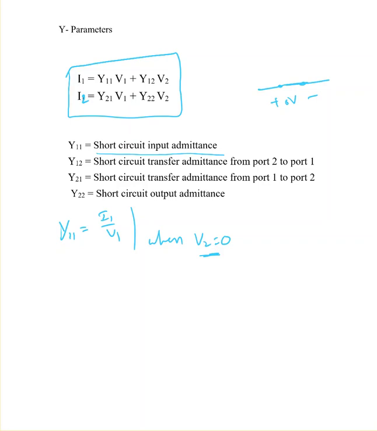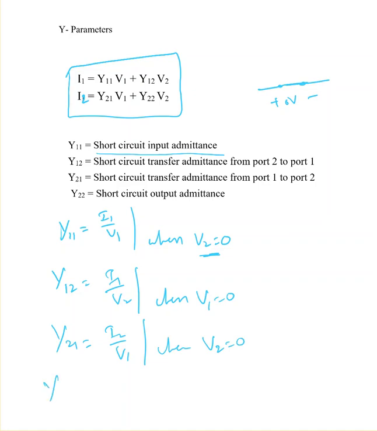And Y12 is short circuit transfer admittance from port 2 to port 1. Y12 is I1 over V2 when V1 equal to 0. Y21 is I2 over V1 when V2 equal to 0. Y22 is I2 over V2 when V1 equal to 0.